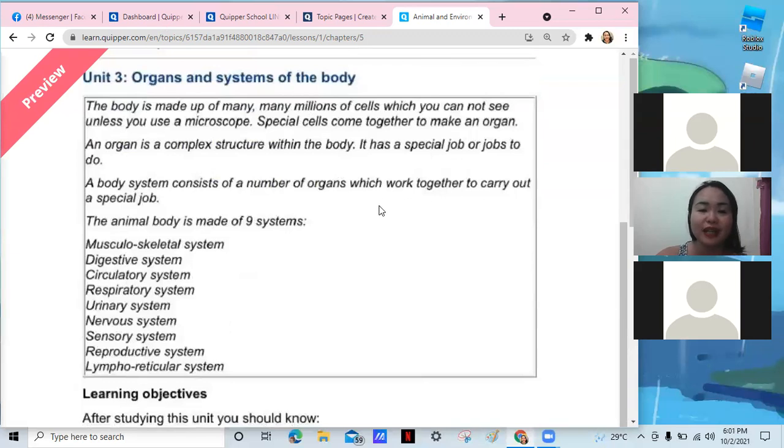So what are the organs of the animal body? Like any other organisms, they are made up of many millions of cells. Although we cannot see them without a microscope, all these cells come together. So we have skin, and these are all made up of cells, which make up muscles, or the dermal system. And then to make an organ, an organ is already a combination of these cells and structure.